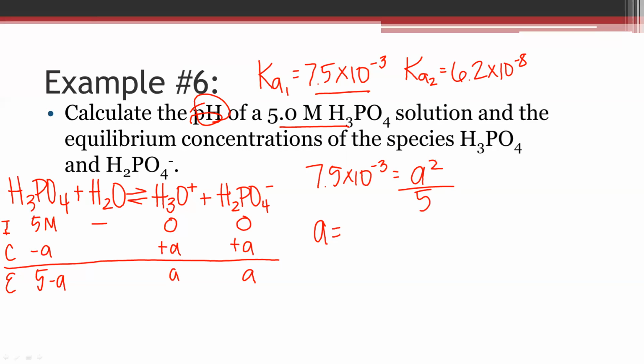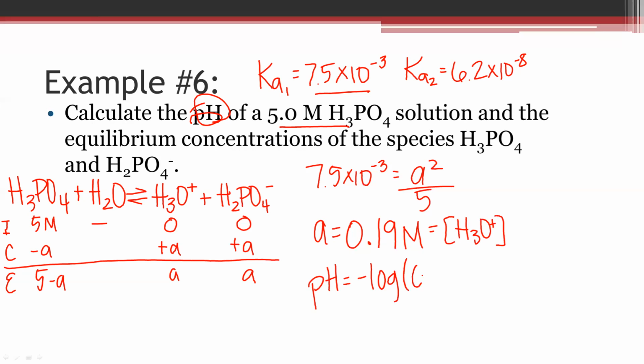So then A for this problem is 1.9 molar. That would be correct sig figs. I don't have correct sig figs in my notes for some reason. So this is the hydronium ion concentration, which leads us to find the pH. When we take the negative log of that, I got 0.71 for the pH value there.